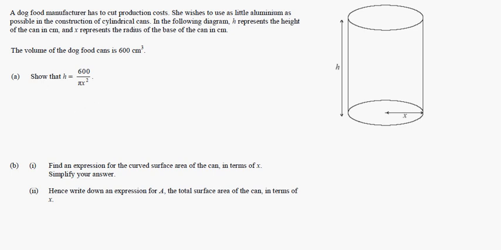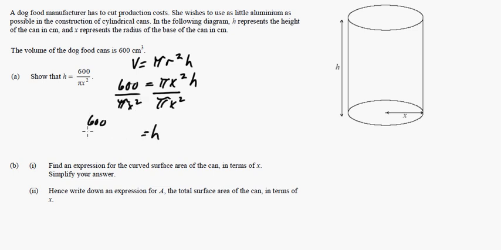Okay, no worries. Let's go here. Show that H is 600 divided by pi x squared. Well, volume equals pi times the radius squared times the height. That's the formula. It's in your formula booklet. So we just sub in 600 here, and then we have pi, and then for the radius, well, the radius is x, so we'll just make that x squared. And then we have the height. They want us to solve for height, so we just need to divide by these two right here. So, boom, pi x squared. So the height is going to be 600 over pi times x squared, and that would be centimeters.